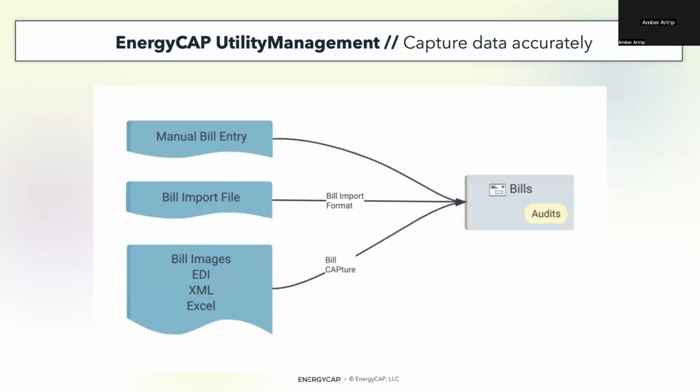So it all starts with capturing utility bills accurately. There's lots of ways that you can do this. You can manually enter bills in, which is probably what you're doing today if you're doing spreadsheets. But instead of entering them into a spreadsheet, you can enter them into the software and have that data in the system and accurate. What makes a difference of having it in a software is you can apply then the audits once the data is input.